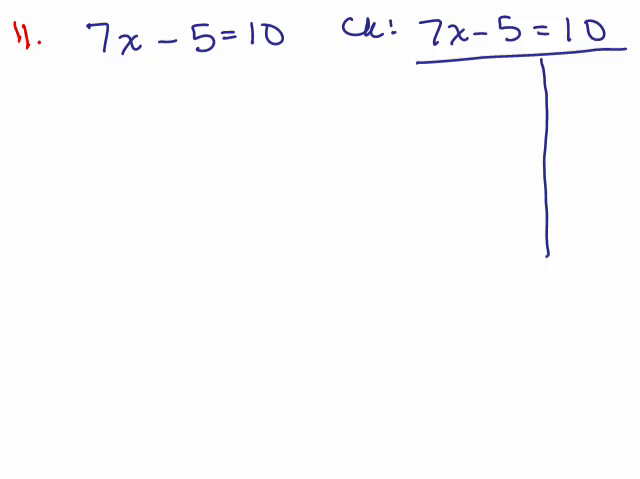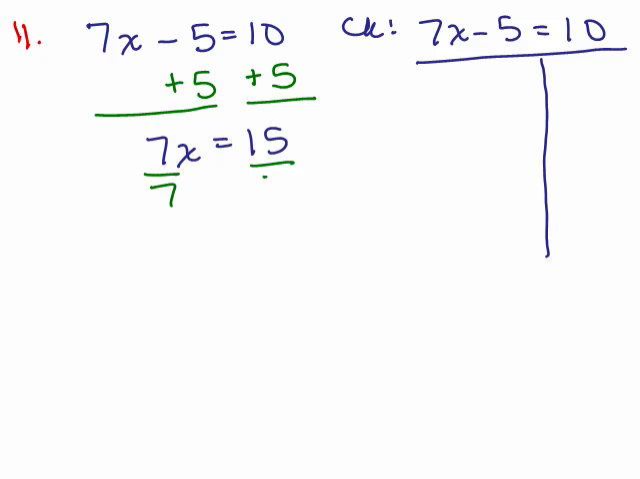All right, going on to number 11. You have 7x minus 5 equals 10. So we want to isolate the 7x, so we add 5 to both sides so that we just get 7x equals 15. And divide by 7, so x equals 15/7.